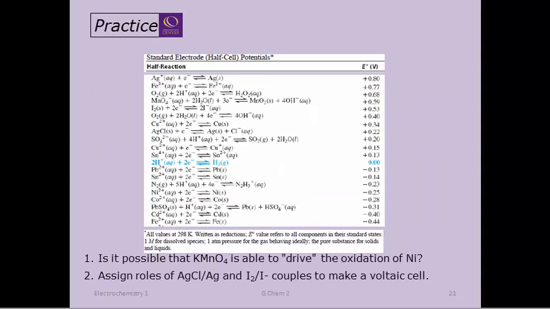Okay, so let's practice. First off, is it possible that potassium permanganate is able to drive the oxidation in nickel? And secondly, if you have a silver chloride silver couple and you connect it with an iodide couple, who would be the cathode and who would be the anode in making a battery? Stop your video, see if you can answer these two questions. When you're ready, restart the video and check your work.